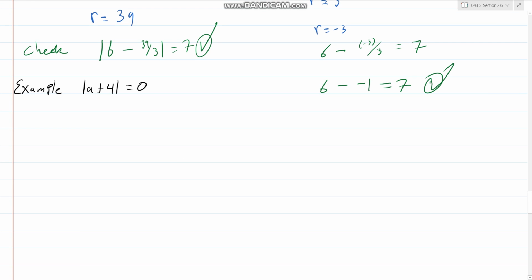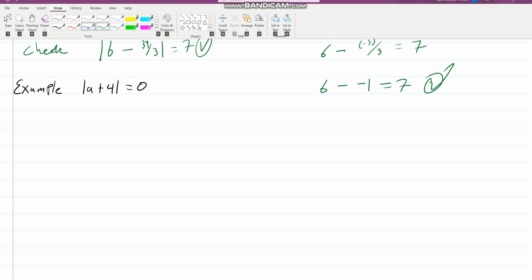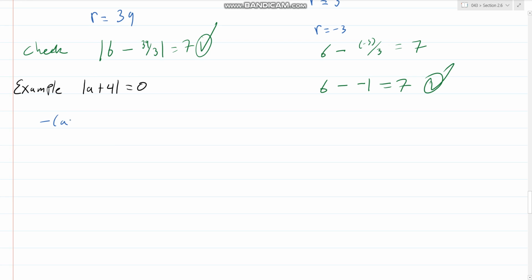So let's take both cases. I have the absolute value of a plus 4 is equal to 0. Well, what if it was negative on the inside? I should switch colors back to blue. So negative a minus 4 equals 0. I can add 4 to both sides. Negative a equals 4. I can multiply both sides by negative 1. I get a equals negative 4. So that's one answer I should check.